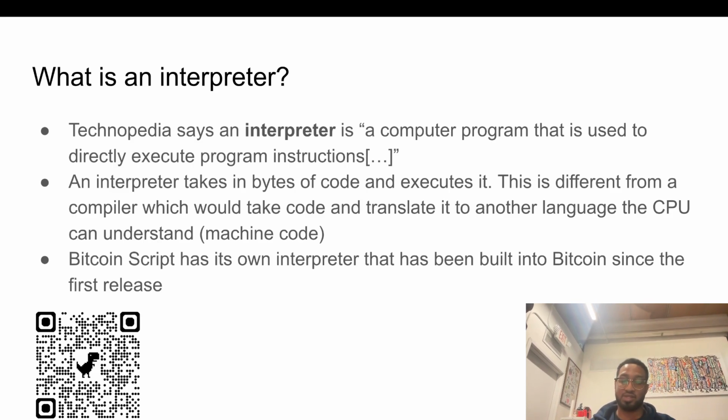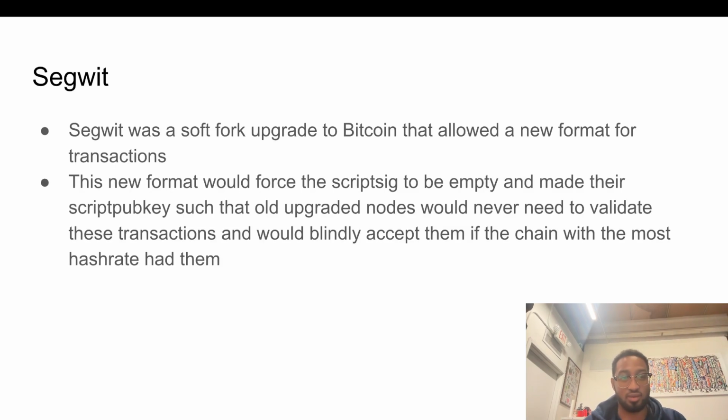So again, script was designed by Satoshi himself, as part of this overall system that ended up being created. So let's talk about SegWit a little bit. SegWit was a soft fork upgrade to Bitcoin that allowed a new format for transactions. This new format would force the script sig to be empty and made the script pub key such that old nodes would never need to validate these transactions and would blindly accept them if the chain with the most hash rate had them. I meant to say unupgraded nodes.